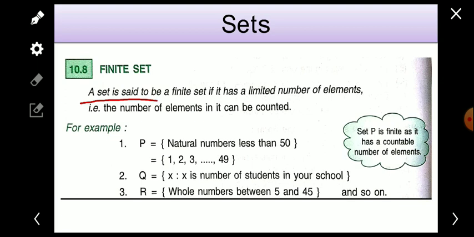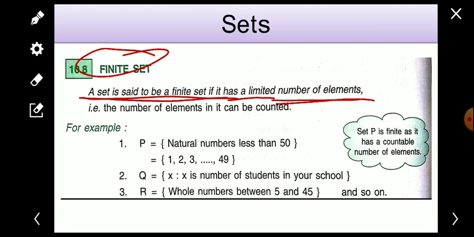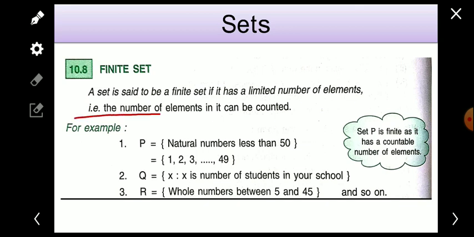Now the first type is the finite set. A set is said to be finite if it has a limited number of elements, that is, the number of elements in it can be counted. Finite means limited. So any set will be known as a finite set if the number of elements is limited or countable.